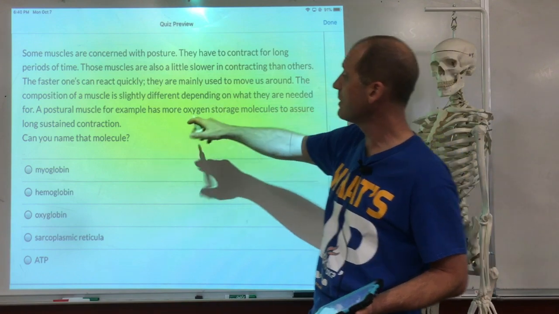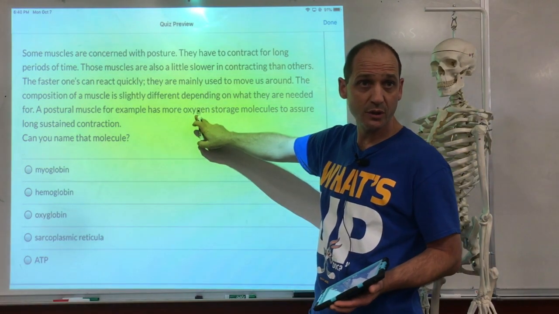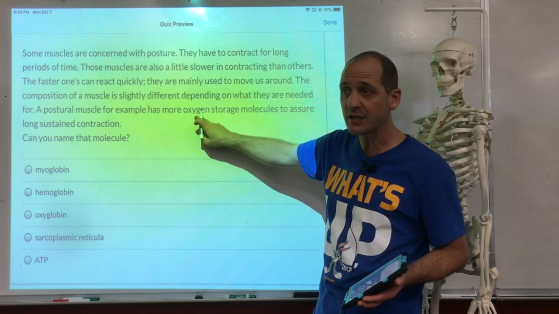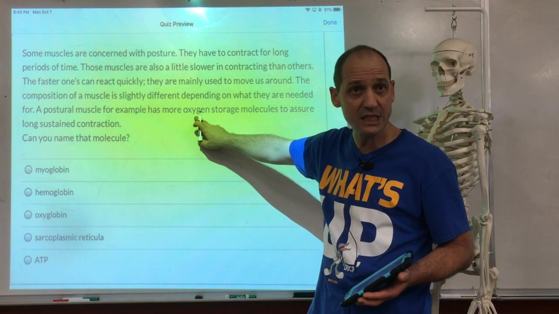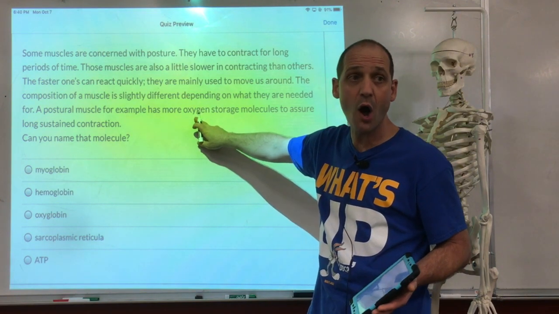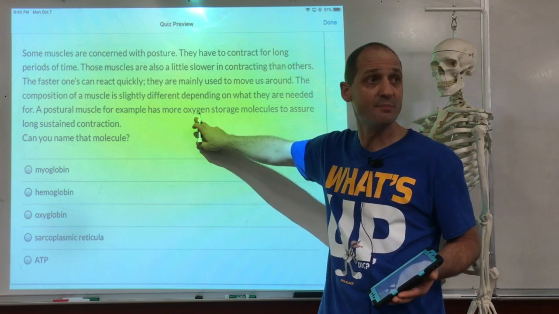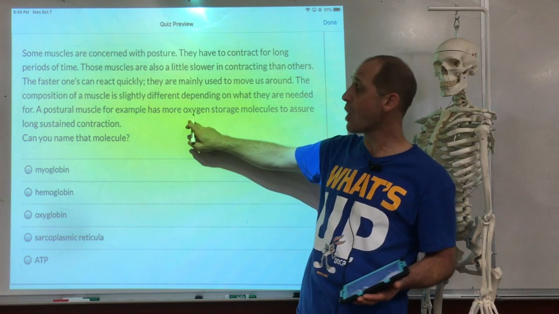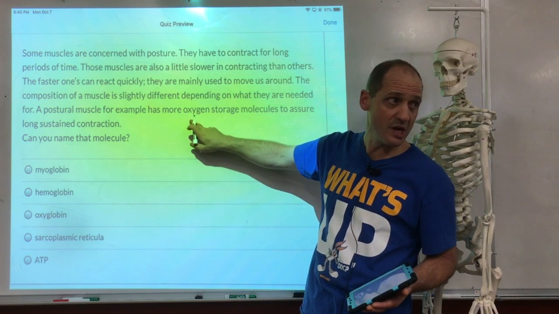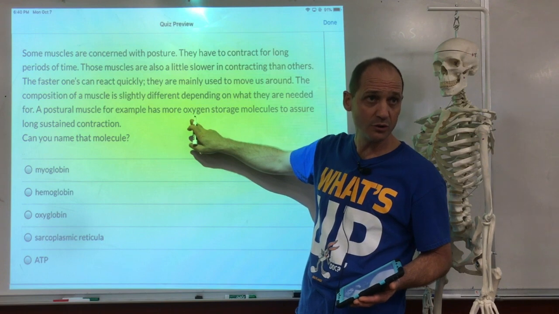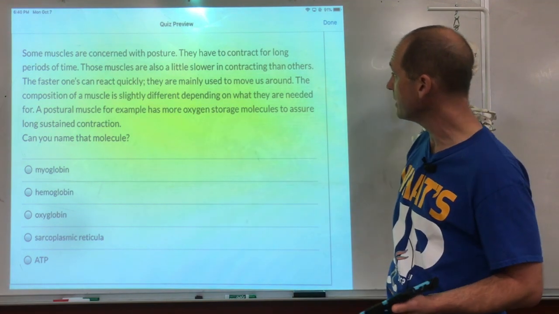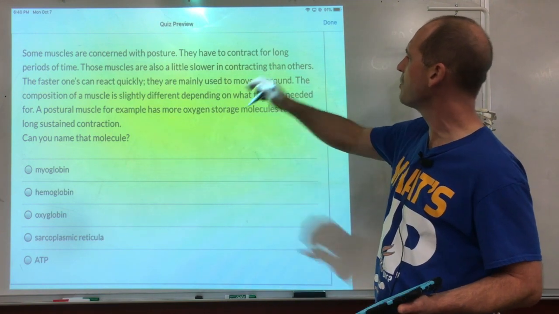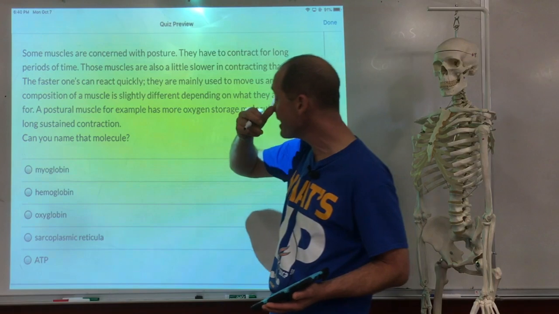A postural muscle has more oxygen storage because you need to contract longer but slower and not as forcefully. So we can get that energy from mitochondria nicely. Oxygen is needed in the mitochondria to make the ATP. That's why we need the oxygen. So you always think oxygen when you think of ATP, and you also think of mitochondria, because you use that citric acid cycle to make the ATP. What was that question? A postural muscle example: more storage, sustained contraction. Oh, can you name that molecule?